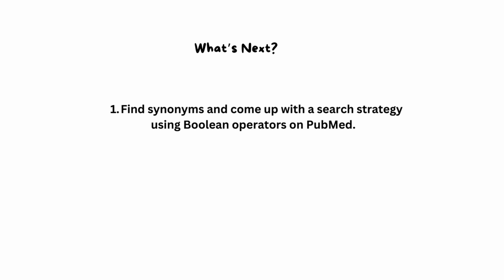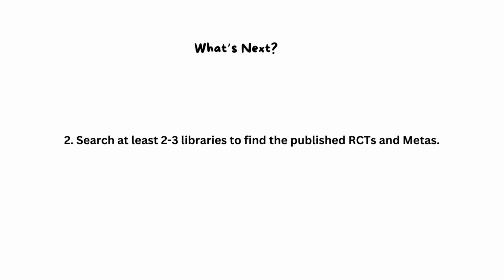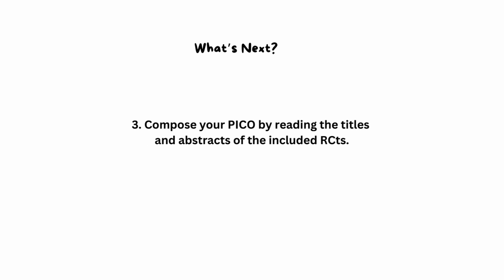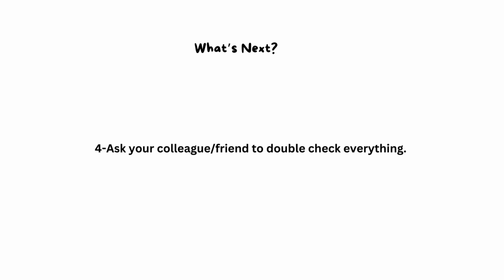The next thing I will do is, number 1, I will find synonyms or keywords of the disease and the drug, and then come up with a search strategy using Boolean operators on PubMed. Number 2, I will search at least 2 to 3 libraries to find the published RCTs and metas, just to make sure that I'm not missing anything. And then I will compose my PICO by reading the titles and abstracts of the included RCTs. And lastly, I will ask a friend to double check everything just to be sure that I haven't missed anything.